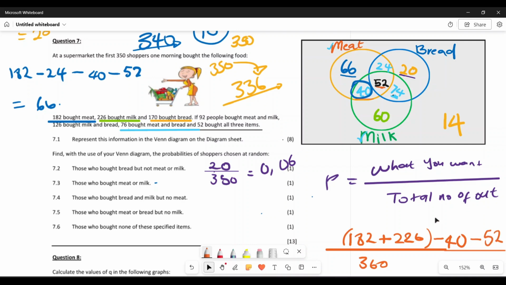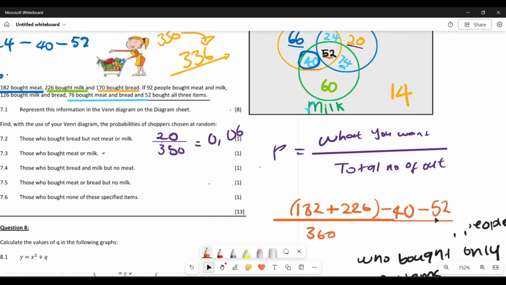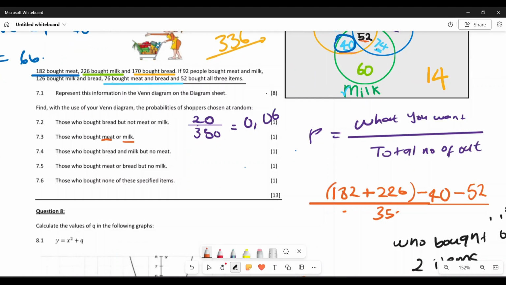Now, my remainder would give me the total number of people who either bought meat or milk, right? Remember, even though they bought bread, it's fine, because our question says it's either meat or milk, so it must be between these two, right? So as a result, among these people there are some who bought bread, but the question didn't ask us to exclude them. Now, punching this into my calculator, this would be 360 over 350, and this should be 0.90.